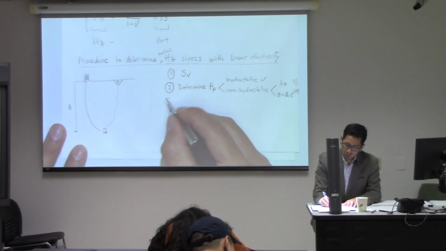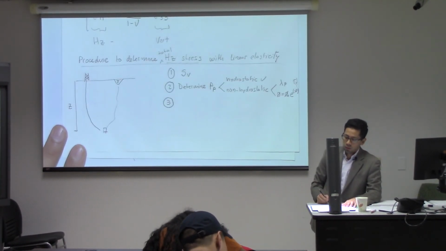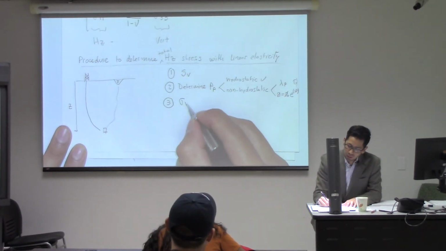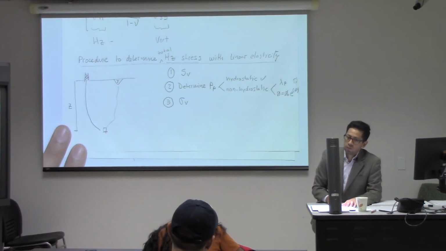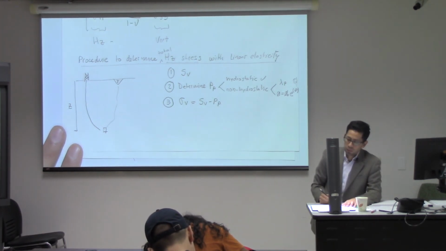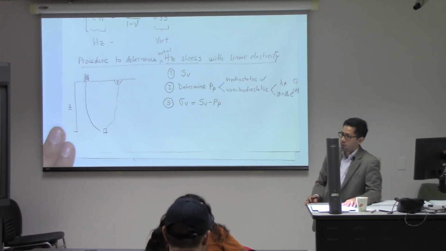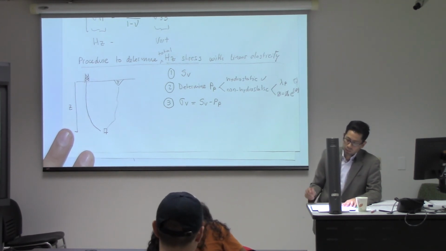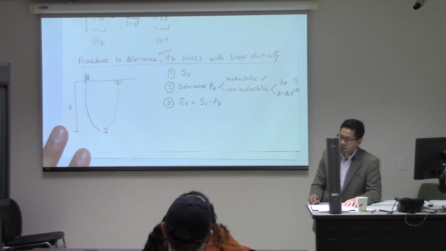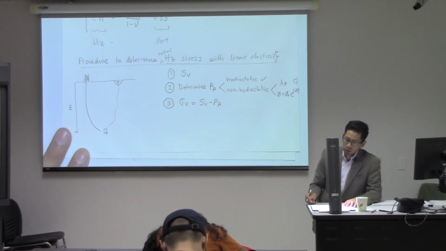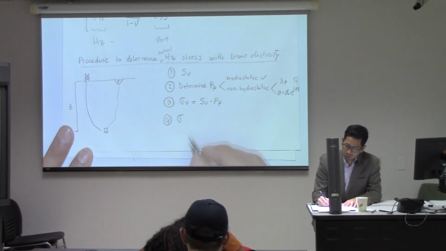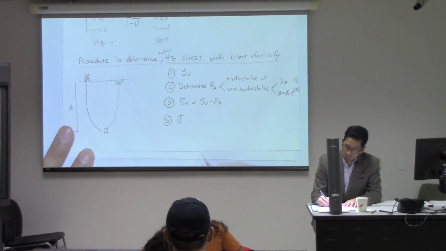Third, what do you do after that? Now, look, now you can determine sigma B, which is equal to SV minus P. You know that as a function of depth everywhere. And only after you have calculated the effective vertical stress, you're going to be able to calculate the effective horizontal stress.